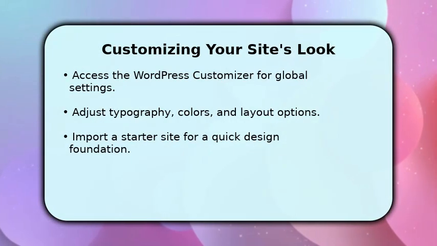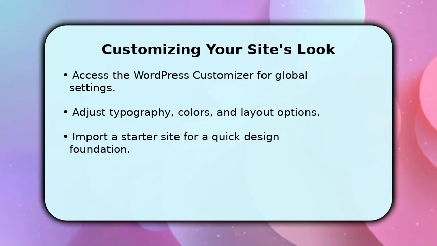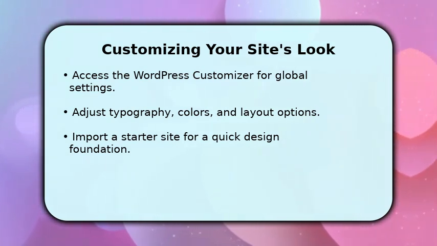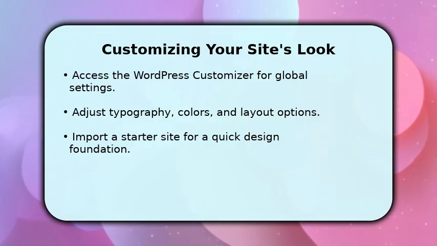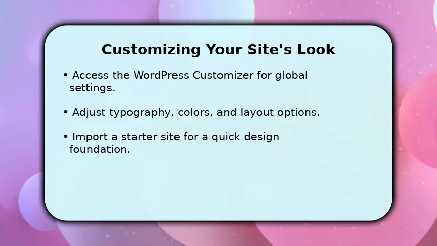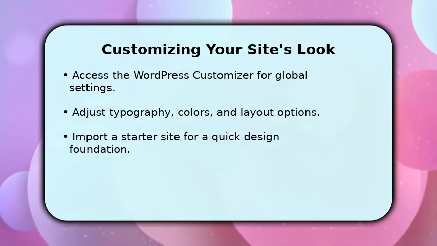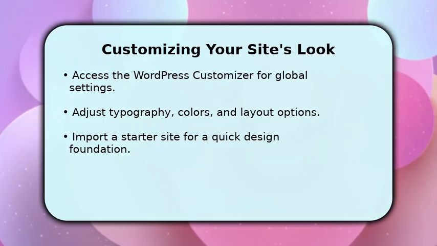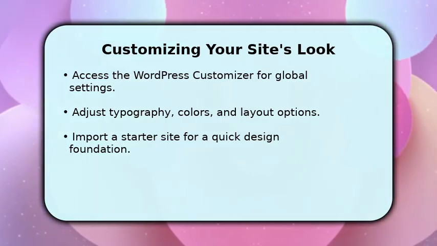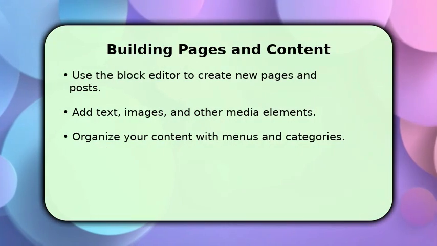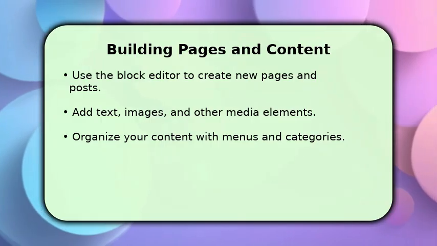Now, let's make your site look great. Head to the WordPress customizer to control your site's appearance. Here, you can easily change colors, fonts, and overall layout. GeneratePress offers extensive options to fine-tune every detail. For a faster start, consider importing one of their pre-built starter sites, which provides a solid design framework to build upon. With your design in place, it's time to add your content.